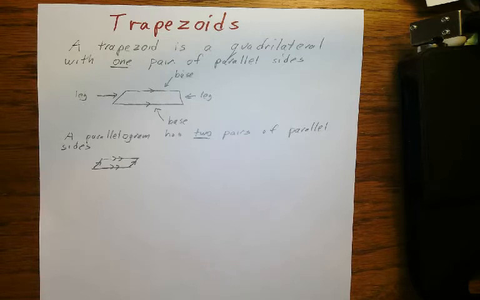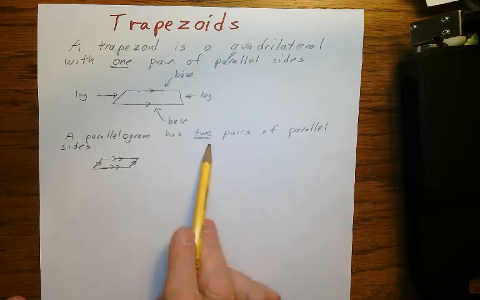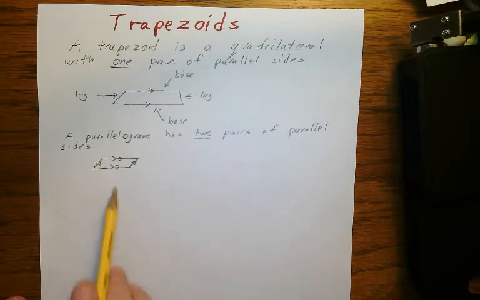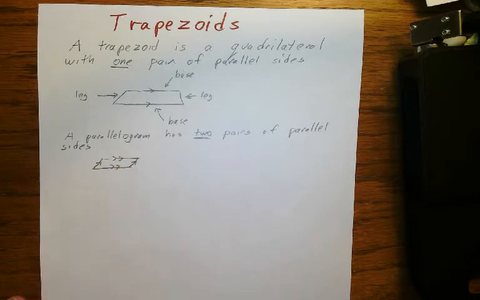There's a special kind of trapezoid called an isosceles trapezoid where the legs are equal, but for today we're just going to talk about the regular trapezoid. I just want to contrast the trapezoid with the parallelogram, which has two pair of parallel sides. And you can tell by the arrows I marked the top and bottom and the left and right parallel. Trapezoid has only one pair of parallel sides.